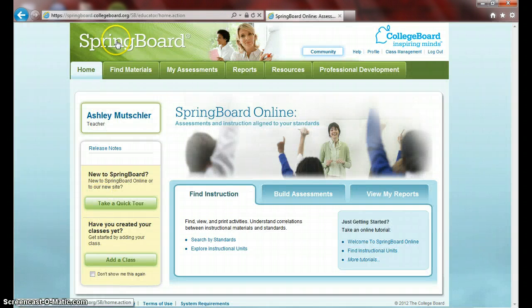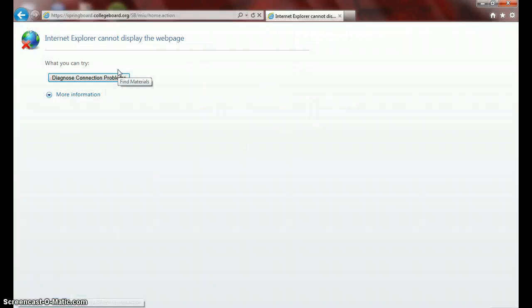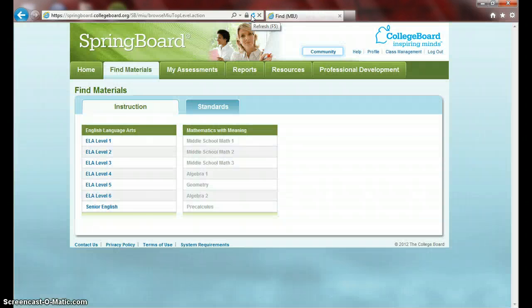Once you're into Springboard, you need to go to the Find Materials tab. And here, every English teacher has access to every grade level, both student edition and teacher edition. So click on the level that you will be planning.